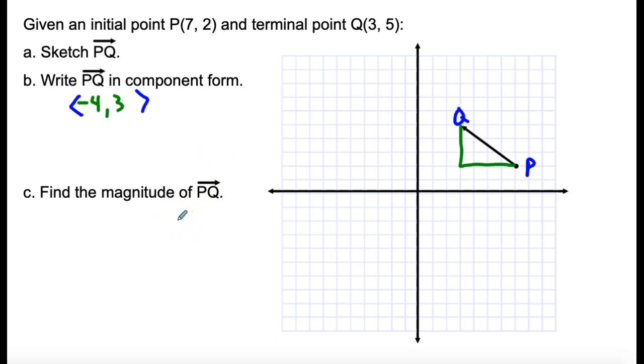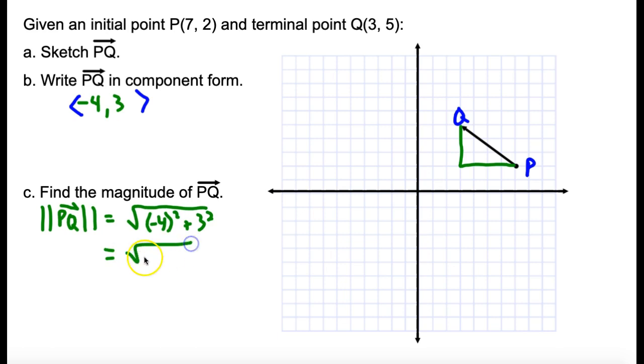The final thing we want to do is find the magnitude. So the magnitude of PQ is going to be the square root of -4 squared plus 3 squared. So that's 16 plus 9, which is 25. So the magnitude, or the length of this vector, is just 5. Okay?